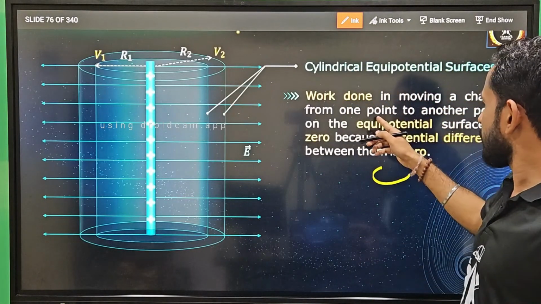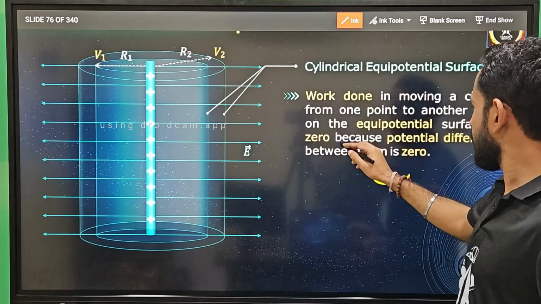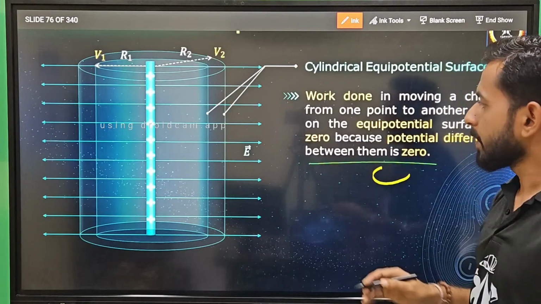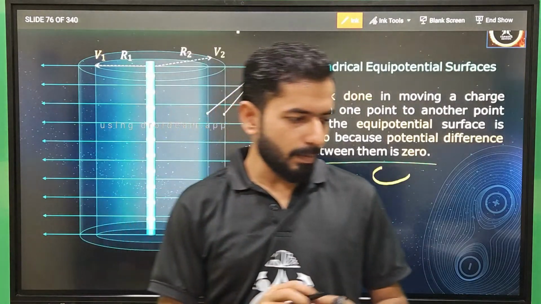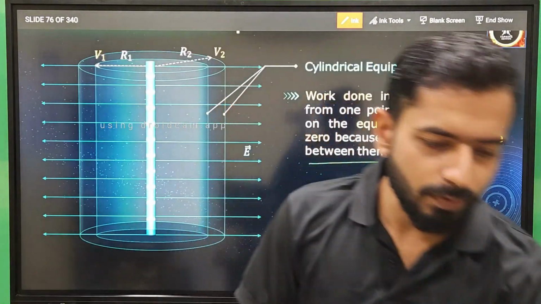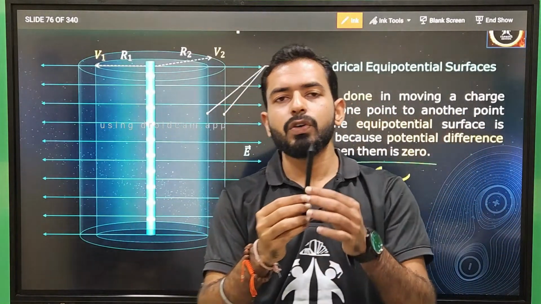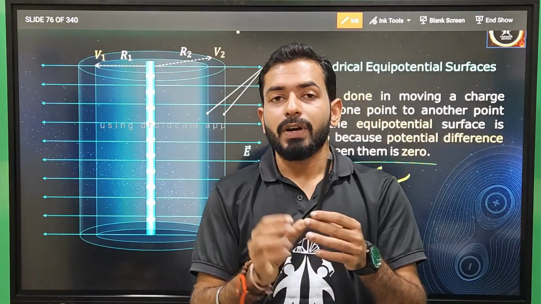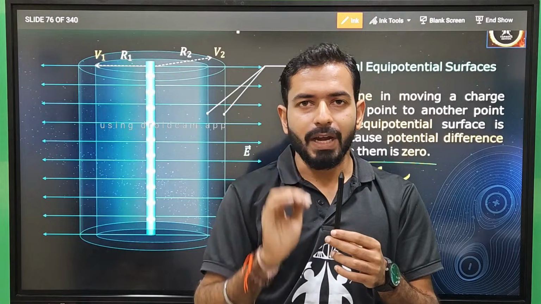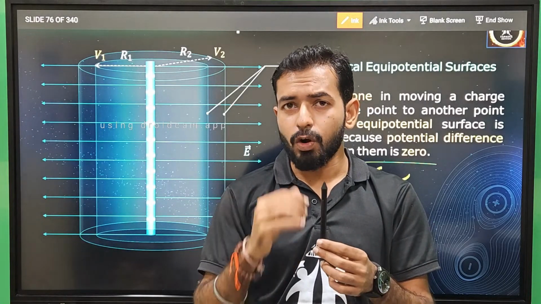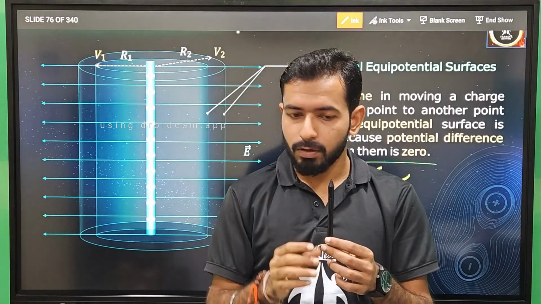The work done by moving a charge from one point to another on an equipotential surface is 0. For a rod, I can explain this. Imagine this is the wire, and I want to find an equipotential surface. What is the property of an equipotential surface? On that surface all the points should have the same potential. That means, can I say that all the points should be at the same distance from this wire?